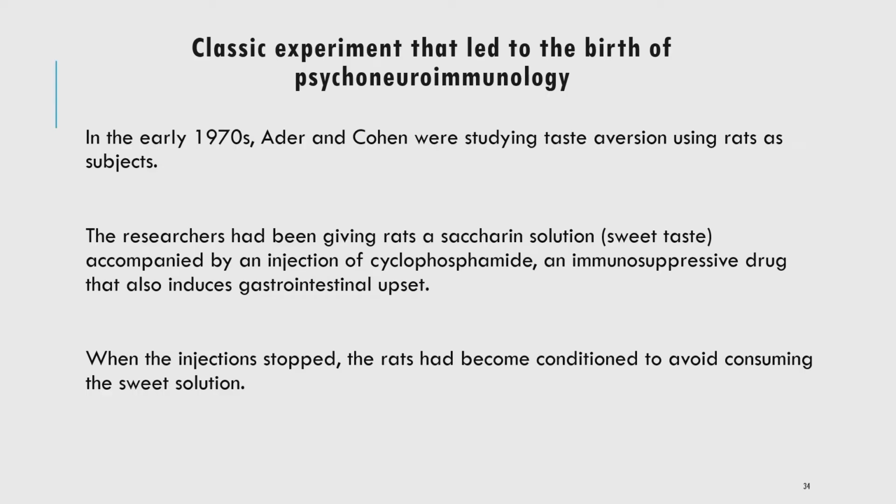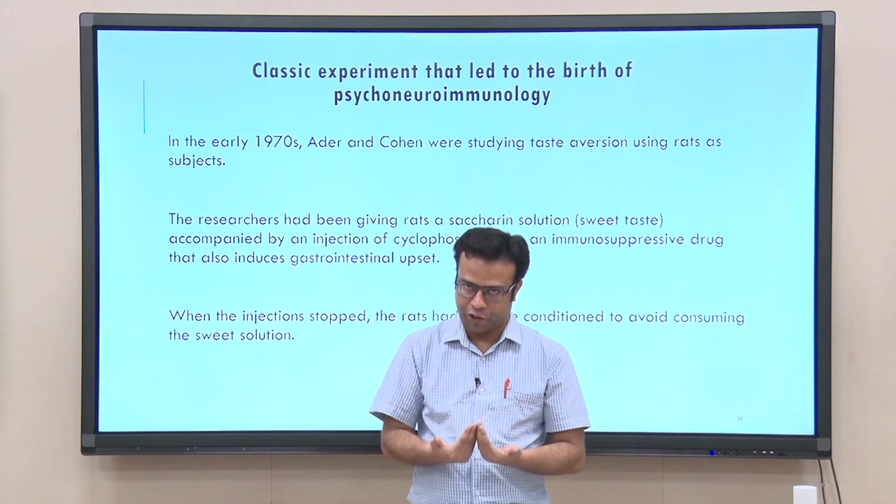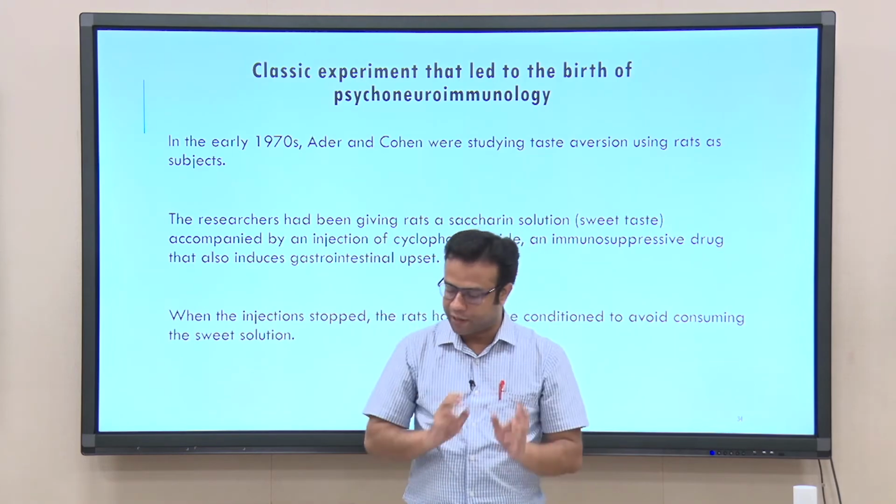Now you will be able to understand what is written in the slide. The researchers were giving rats a saccharin solution, which was sweet in taste, accompanied by an injection of cyclophosphamide, which had an immunosuppressive impact and also induced gastrointestinal upset. When this injection was stopped, the rats had become conditioned to avoid consuming the sweet solution. So, the rat learned to avoid it simply because of association with that drug.